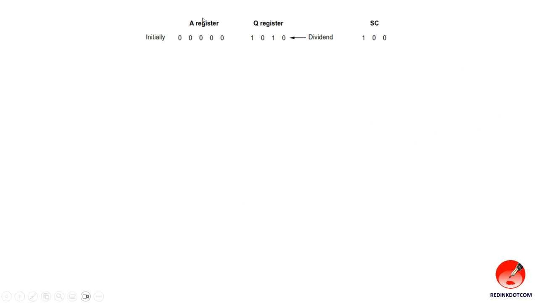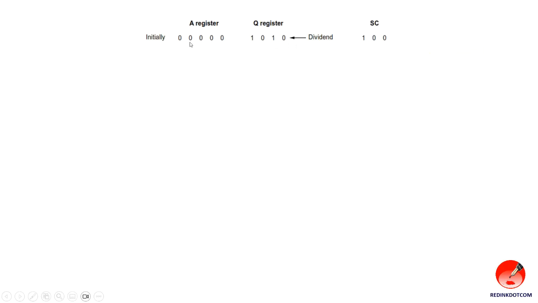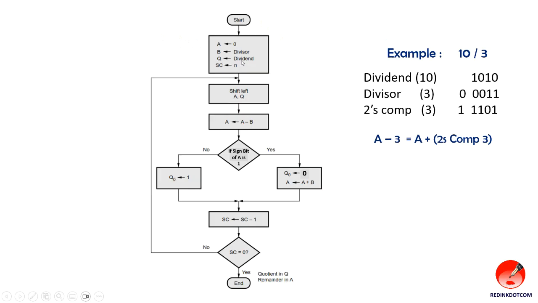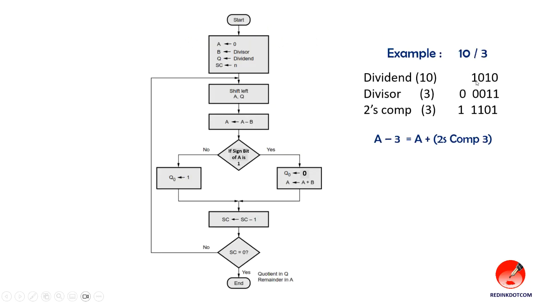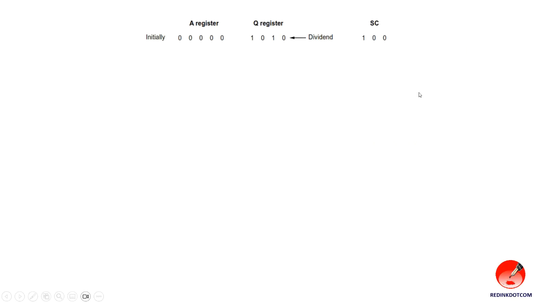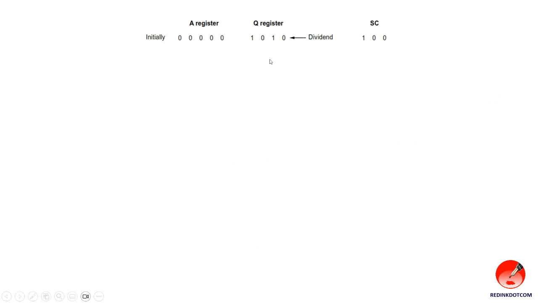So first you have to write the A register here and Q register here. I already told that these two registers are treated as a single register. Initially the A register contains 0, so I put 0 here including the sign bit. And Q register contains the dividend value. Here the dividend value is 10. 10 can be represented as the 4-bit number 1010. And the divisor value is 3 including sign bit, that is 00011. That cannot be represented here.